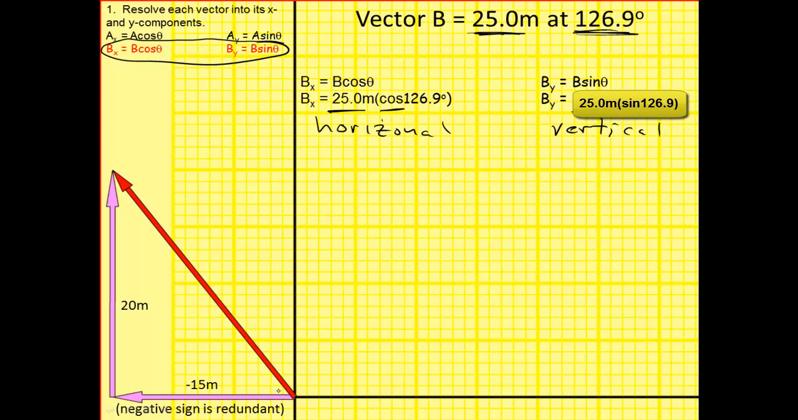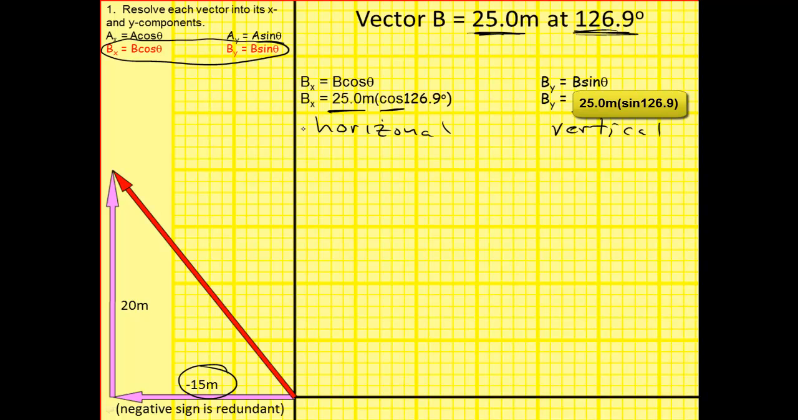So likewise, we end up plugging into those equations. Now notice when we go horizontally for this particular vector, that shows that we're going to the left. And anytime we go to the left or downward, we show a negative sign. In this case, I wanted to make sure you understand that the negative sign is redundant because we're already saying we're pointing it to the left. So it's already negative. We really don't have to put that negative sign there if we don't want to.